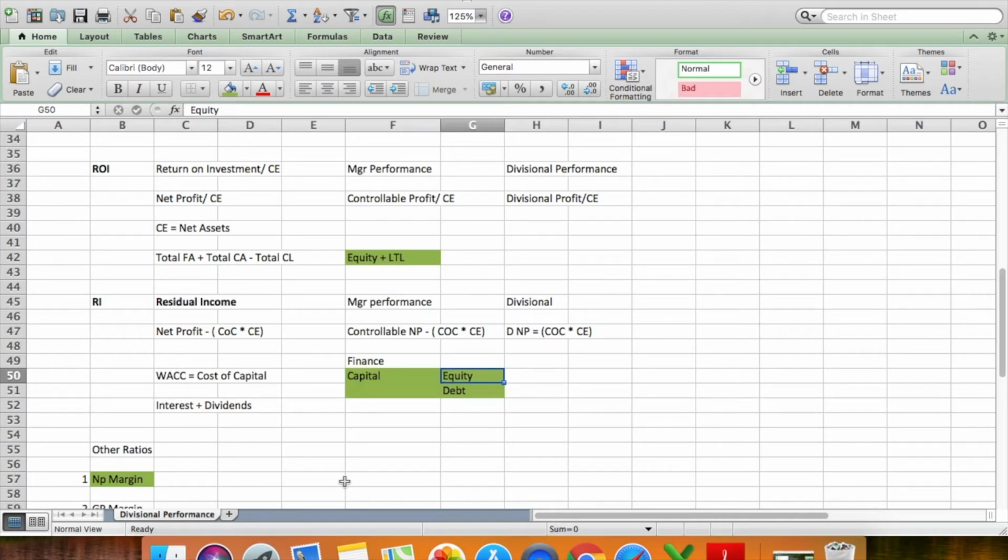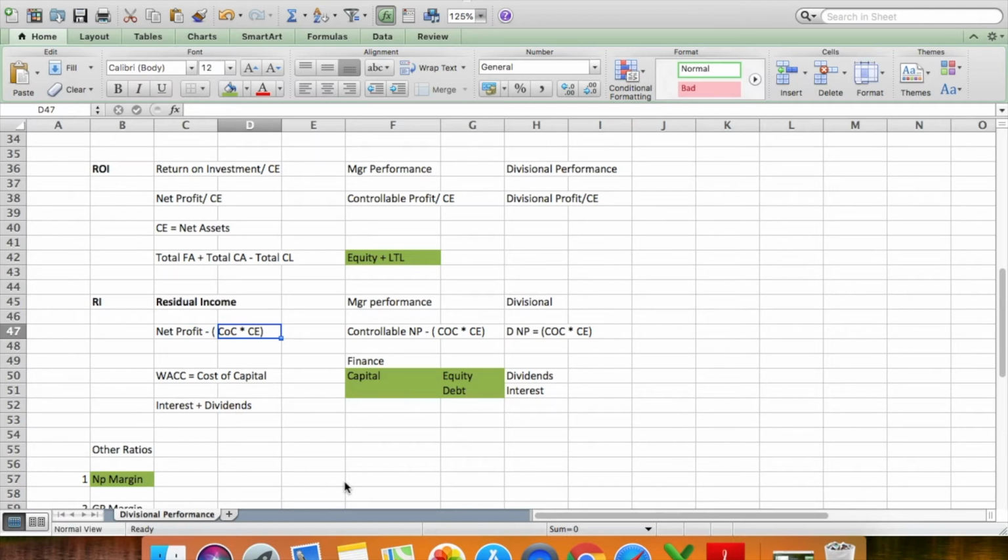You have equity shareholders, you have debt shareholders. So the cost is actually what you're paying to these finance providers, based on your finance strategy to generate these finances. Equity holders are paid in the form of dividends, and debt holders are paid in the form of interest, right? So the cost of capital is a combination of dividends and interest, which you have to pay based on your capital employed. So the net profit minus this gives you the income that is left.